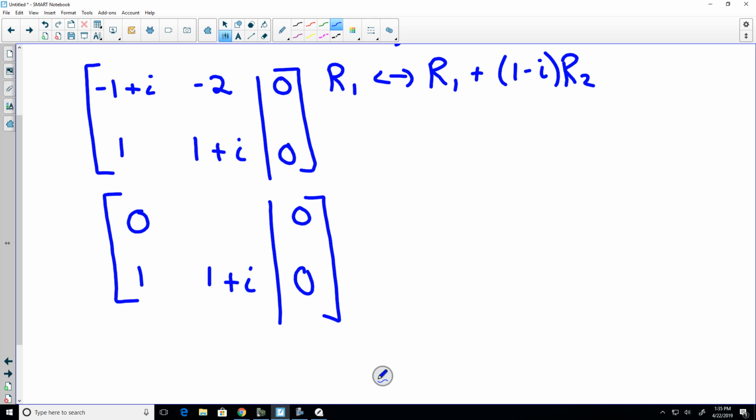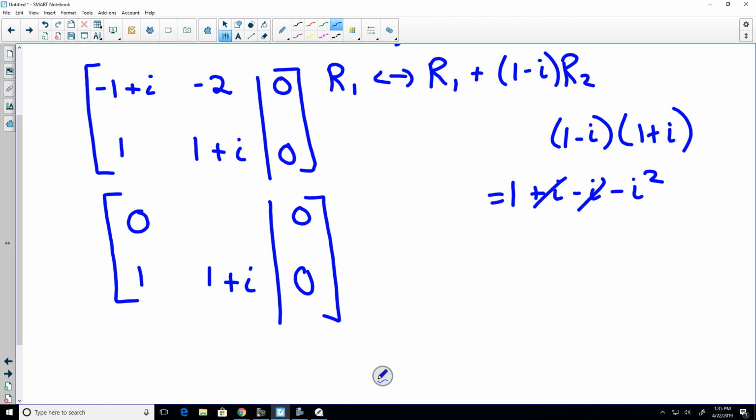So now we got to multiply 1 plus i times 1 minus i and add it to negative 2. So I'm just going to do this to the side. Those are conjugates, right? So 1 plus i minus i squared. Those cancel. Negative i squared is positive 1. 1 plus 1 is positive 2. So when I add 2 to negative 2, I get 0.